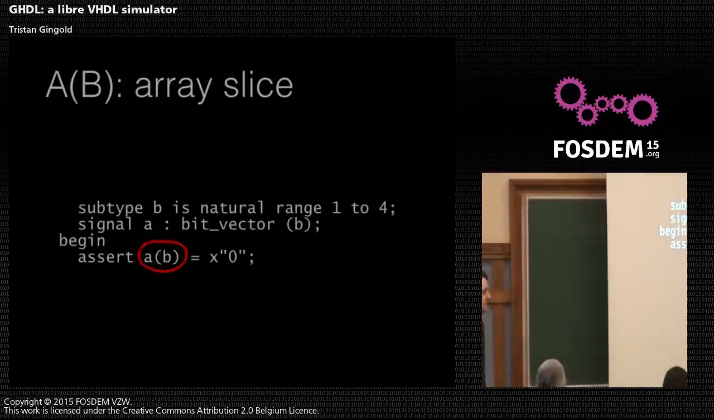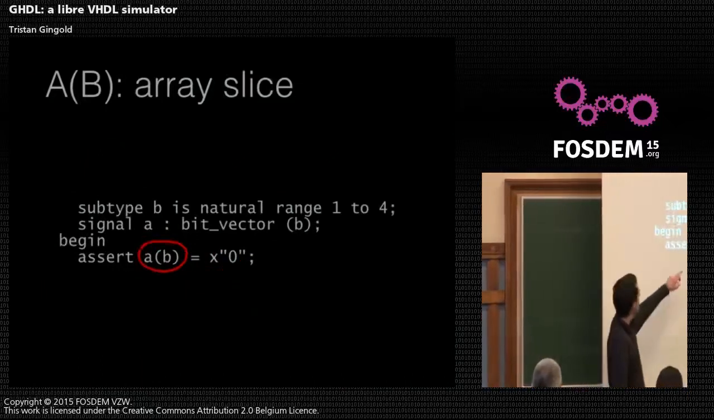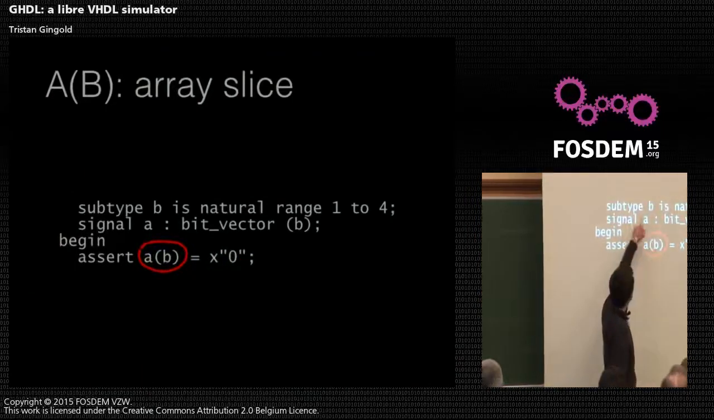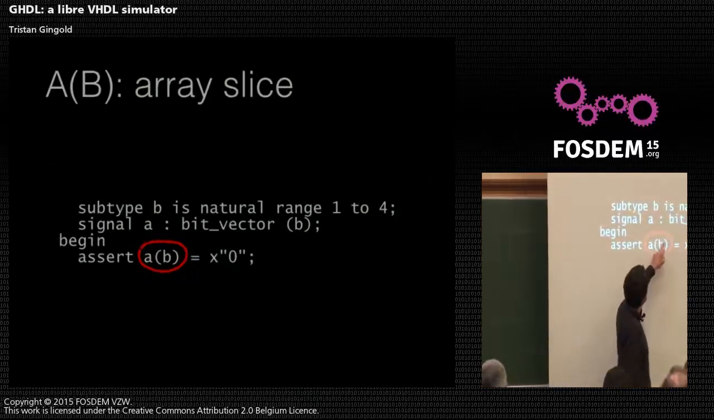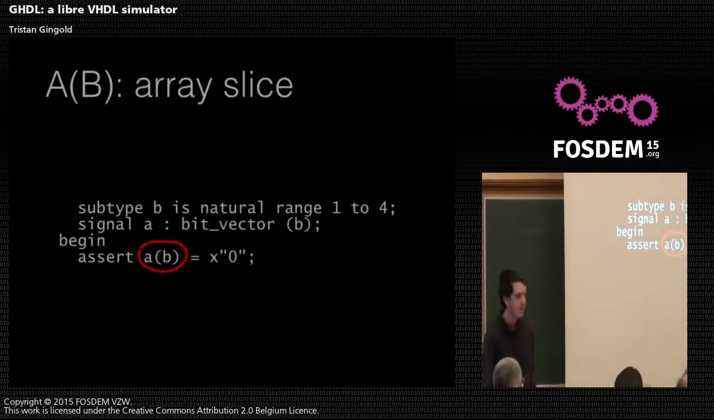If you know VHDL, you could say it could also be a slice. The difference is that A is still a bit vector, but B, in this case, is a subtype. And the subtype has a range. So this notation is called a slice and selects a sub-array of A. So you mean you need to know the semantics to solve the syntax? Yes. Well, the grammar is ambiguous.